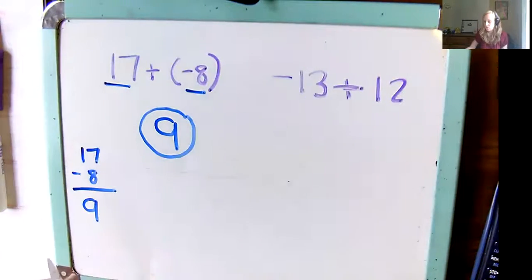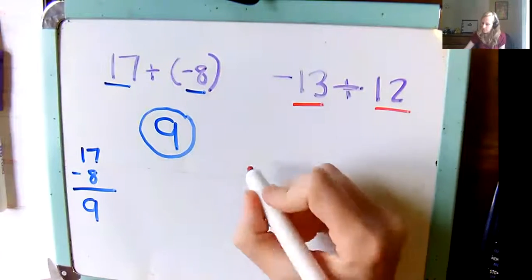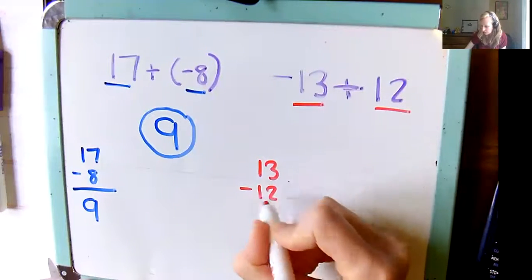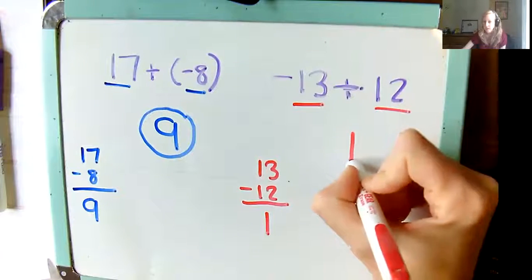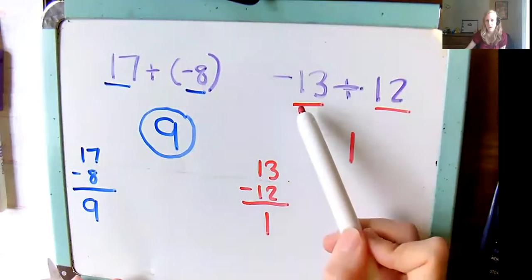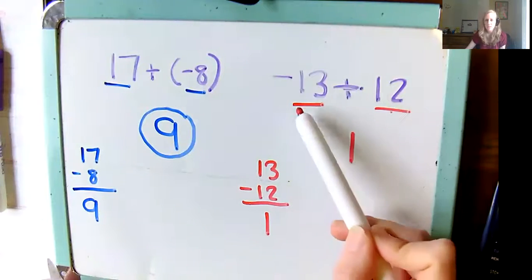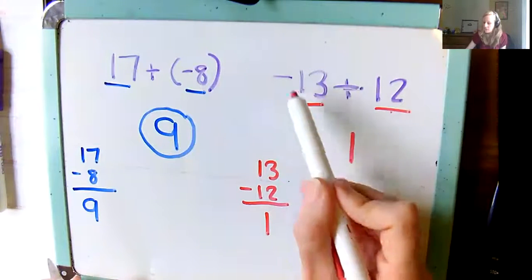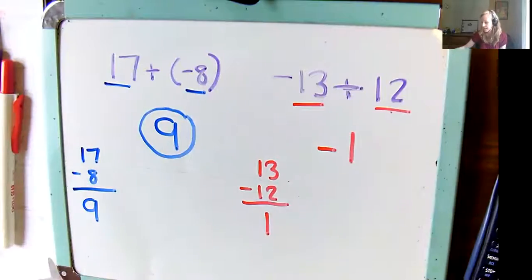So we're going to take just the numbers, just the absolute value. 13 minus 12 is 1. So your answer is going to be 1. But ask yourself, would you rather have $13 or $12? Obviously, $13 is more. The 13 is negative, so your answer is going to be negative.